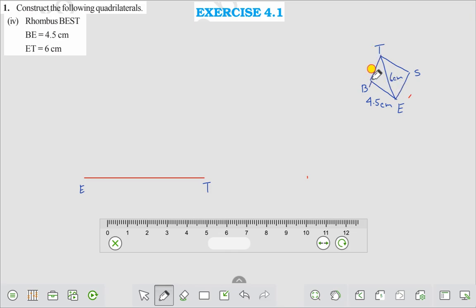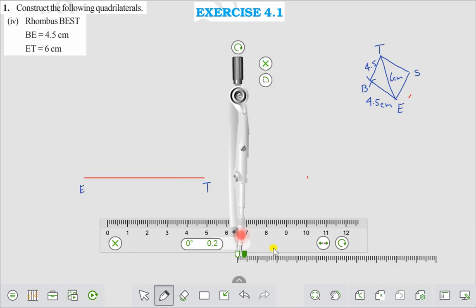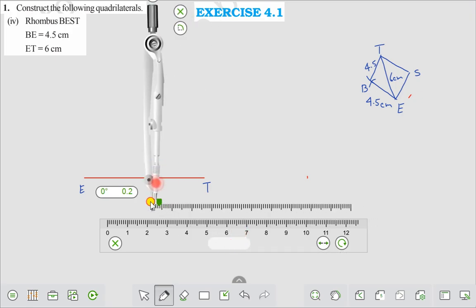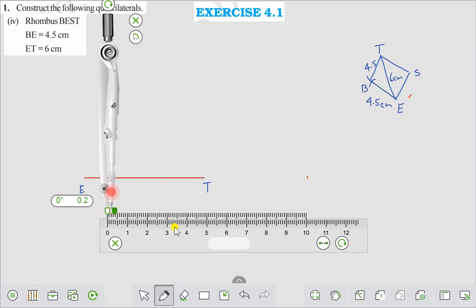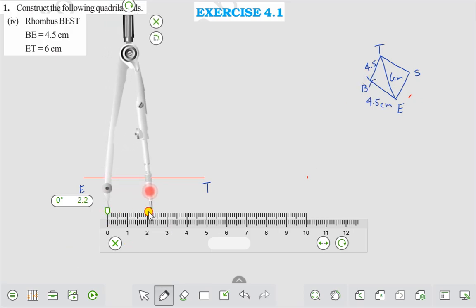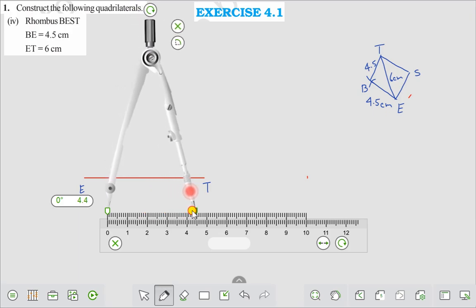Now, since all the sides of a rhombus are equal, therefore with E as center, take an arc of 4.5 centimeter, and with T as center, take an arc of 4.5 centimeter again, because all the sides of a rhombus are equal, right? Therefore, take a compass first. Here it is the compass, and with the measurement, take the pointer as the 0 point, right? And take a measurement of 4.5 centimeter. Here see, this is 4.5 centimeter.